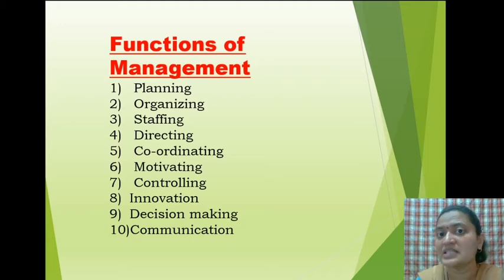Now in this class let us understand the functions of management. In that, these 10 functions are there. The first one is planning. Planning means deciding in advance what work has to be done, when and how it has to be done and so on. Before starting any task or activity, the main essential part is that the manager has to plan properly. If he plans properly, then whatever he has decided will become successful.